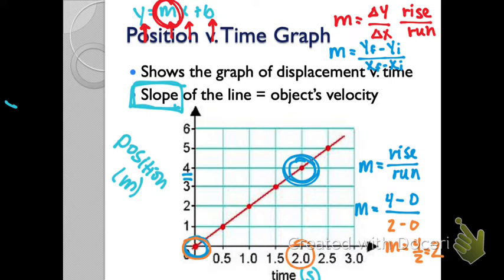Now, let's look at how we know this is velocity. It tells us right here the slope of the line is equal to the object's velocity. Well, wasn't the y axis measured in meters? And isn't the x-axis measured in seconds? And to calculate our slope, we just took meters divided by seconds. That is velocity, right? Displacement divided by time is velocity. So our units here would be 2 meters per second.